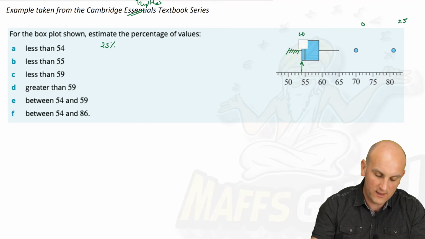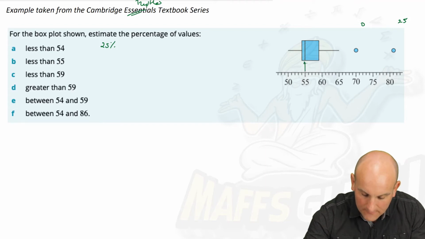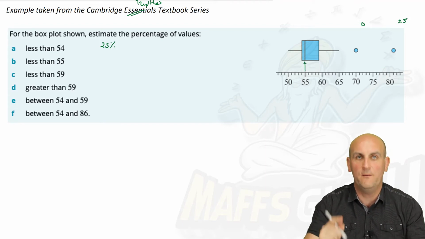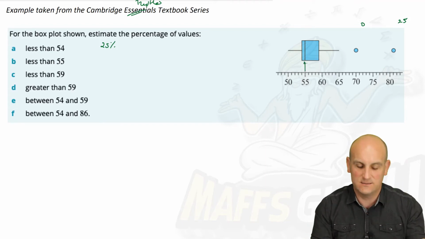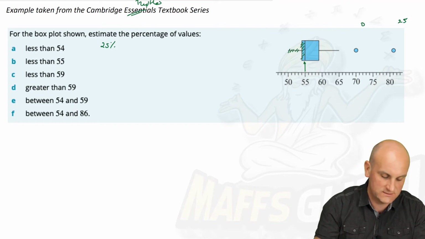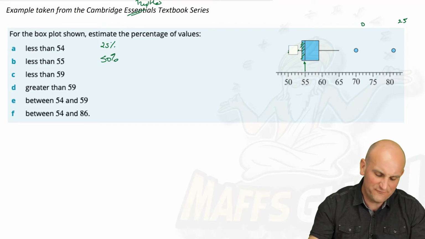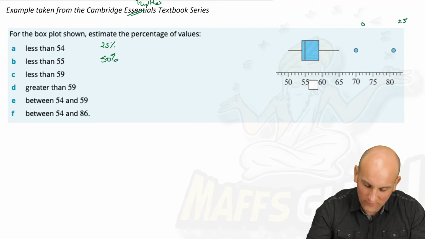What about the next one? Less than 55. Well, let's do it again. We're looking for 55. It just so happens to be on my median. So how much of the data is less than my median? Well, bearing in mind this is 25%, and this here is 25%, then we're looking at 50%.